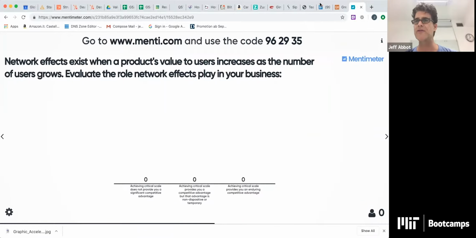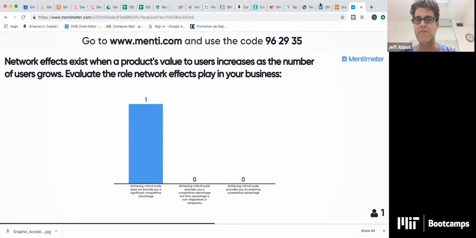This is the third question on the Blitzscalability Assessment. It's about network effects or network externalities, which exist when a product's value to users increases as the number of users increases. Please evaluate the role that network effects currently play in your business.